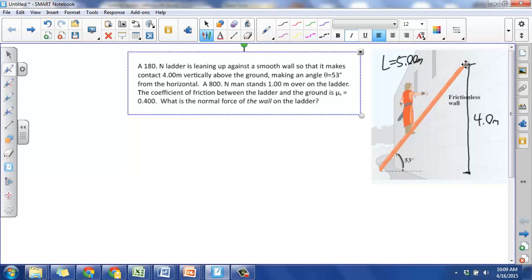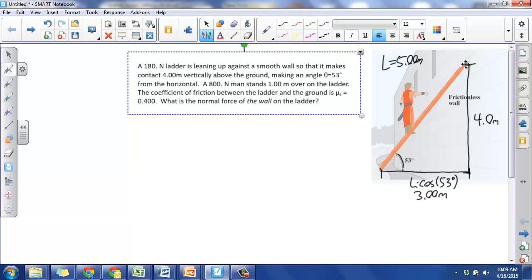We get that by taking 4 meters and dividing by the sine of 53 degrees. That must mean that this distance is the length times cosine of 53 degrees. This is 3.00 meters. Okay.